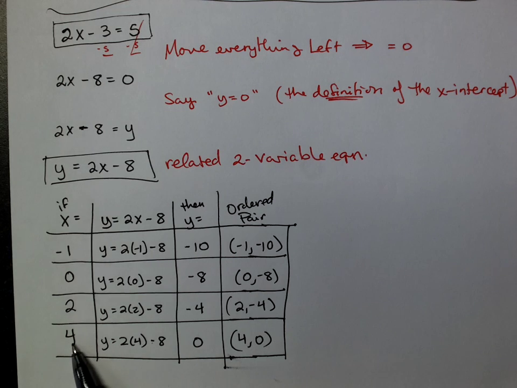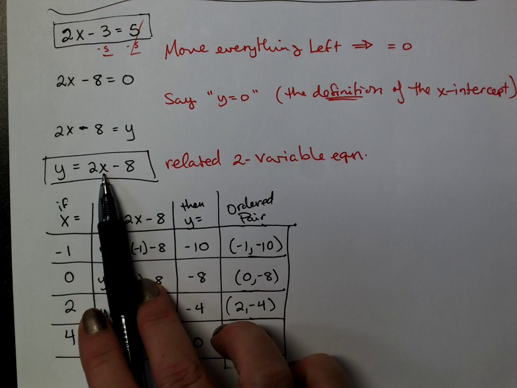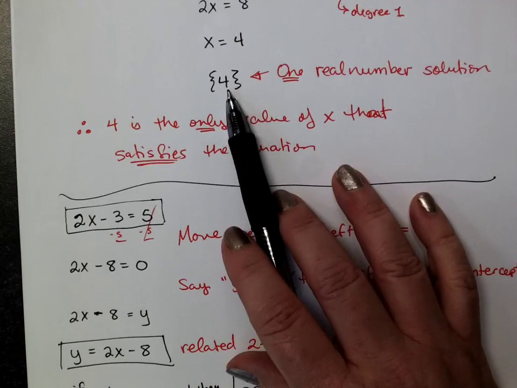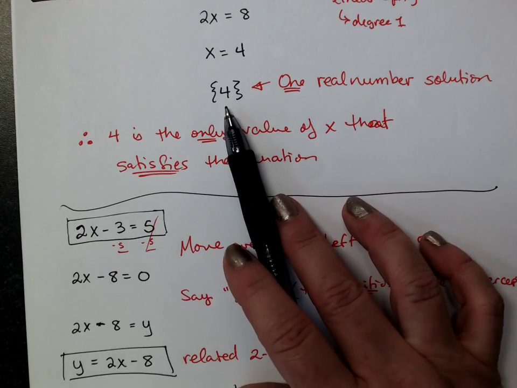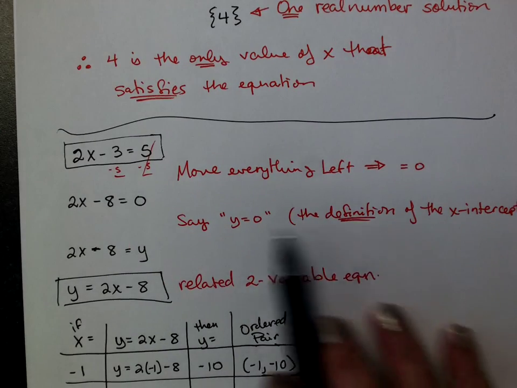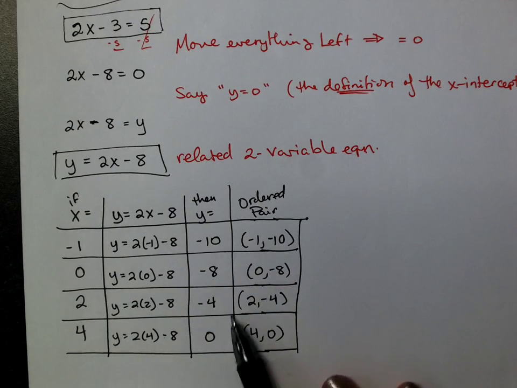Now, when we plugged in x equals 4 into this equation, what do we know y is going to be? 0. Because when we solved the single variable version, we got 4. We know that's the x-intercept. And we know the definition of an x-intercept is when y equals 0. So if x is 4, then y has to be 0.